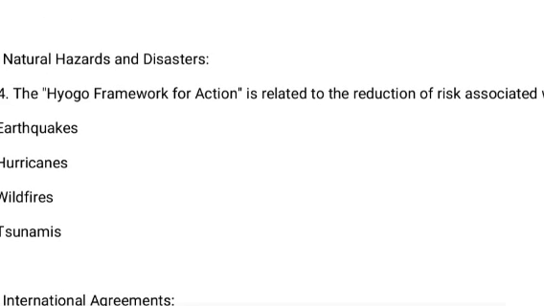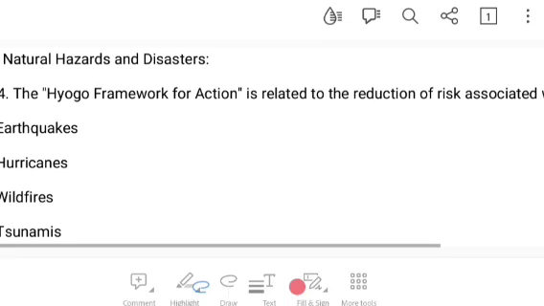Next, natural hazards and disasters. The Hyogo Framework for Action is related to the reduction of risk associated with what? Earthquakes, hurricanes, wildfires, tsunamis. It will be earthquakes, number A.